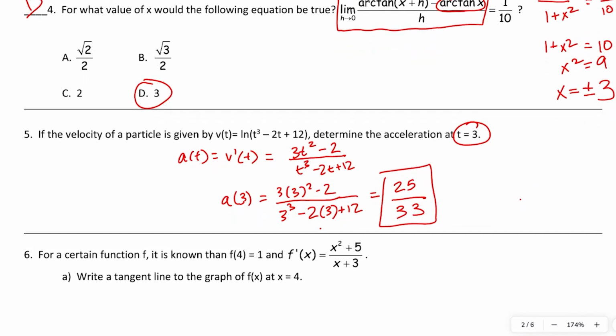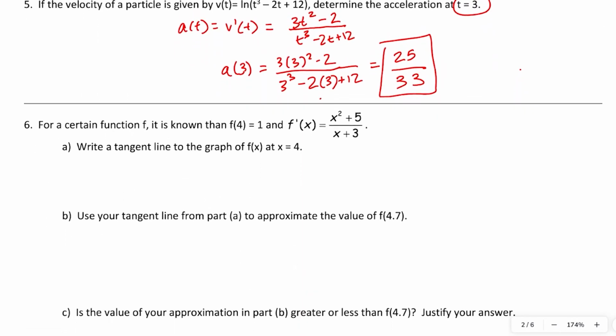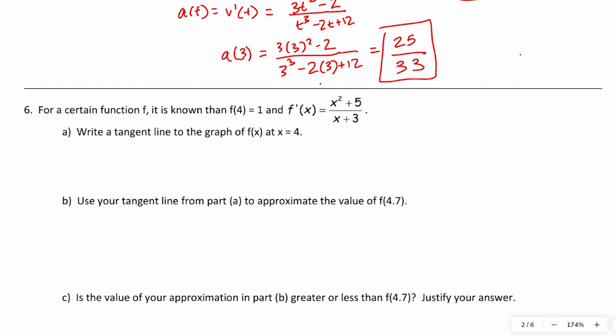Number 6. For a certain function f, we know that f of 4 is 1, and we know the derivative. So part A is asking for the tangent line at x equals 4. Okay, so write a tangent line. Back to this again. We need a point, right? And we need a slope. Okay, this is saying when x is 4, so x is 4, y is 1. Okay, we got our point.